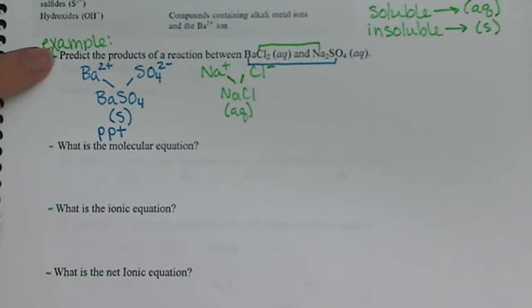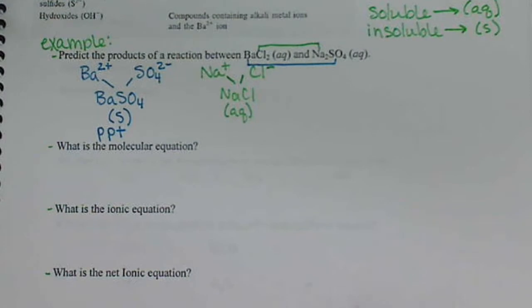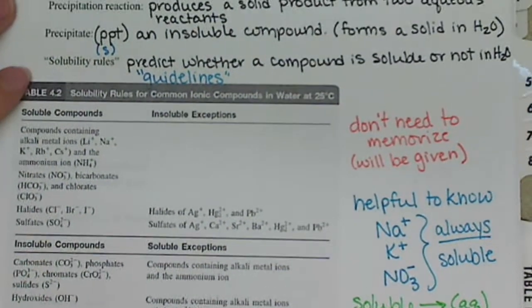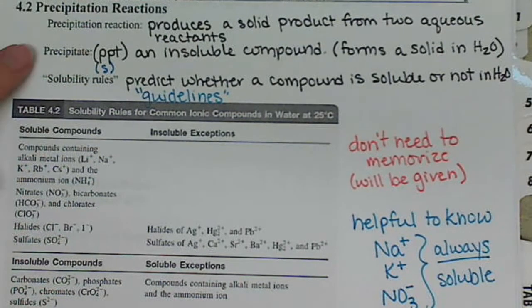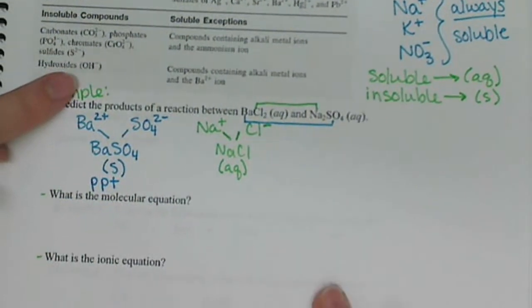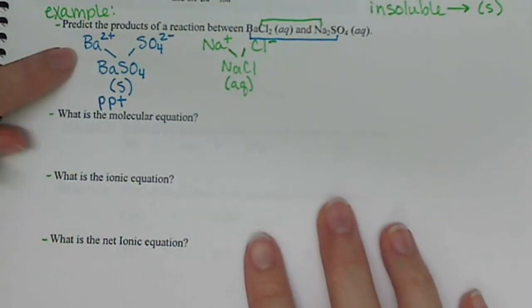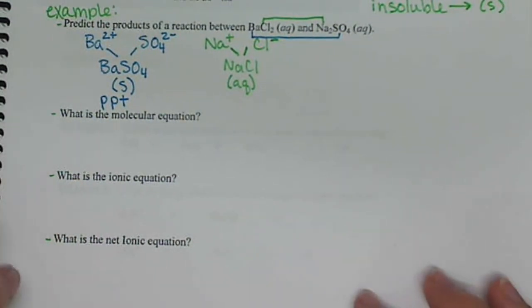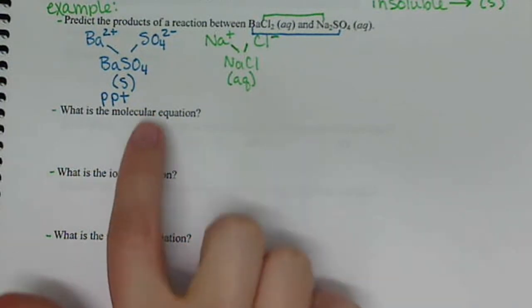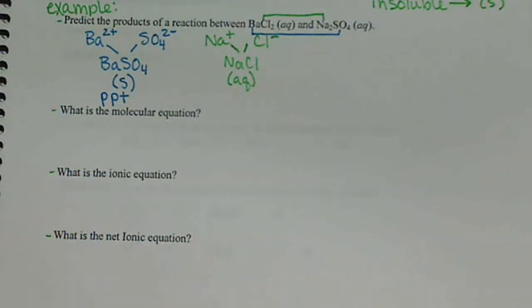Okay, so in our previous video, we talked about what precipitation reactions were. So we have what precipitation reactions are, what a precipitate is, and how to use our solubility rules in order to determine that when barium chloride and sodium sulfate combine, we do in fact get a precipitate. Now we have three different types of equations, ways to express this reaction.